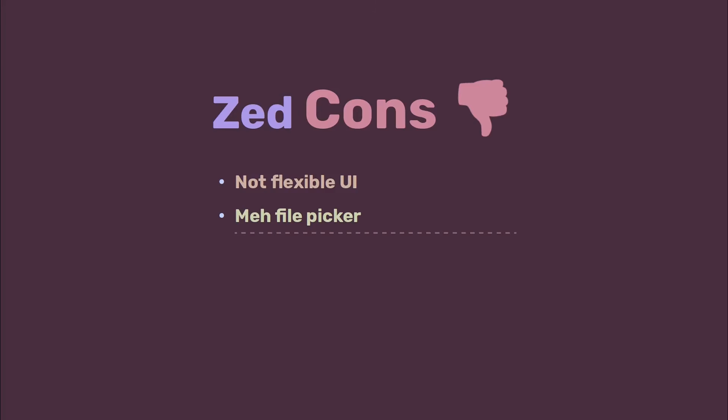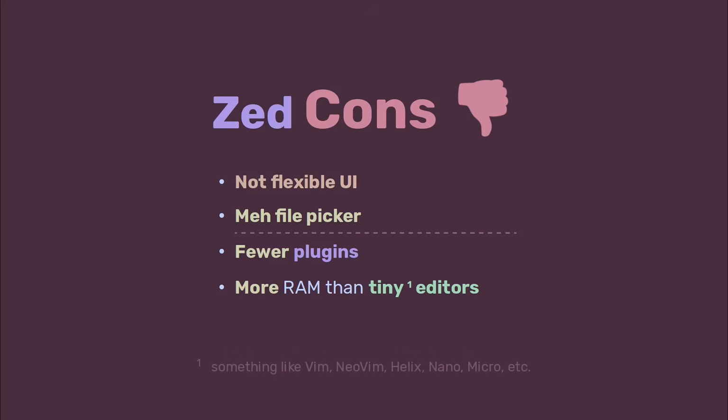Actually, that's all I can say about cons from my point of view, but for some people here are some potential issues. Fewer plugins than VS Code or NeoVim. Even though it is a relatively new editor, it has a surprisingly huge amount of extensions, but it's still less than in other popular editors. It uses more RAM than terminal editors. It is very efficient with CPU and GPU, but sometimes it means using more RAM for caching and preloading stuff. So if you are on a very low RAM machine, like 1 GB or less, consider Helix or NeoVim instead.